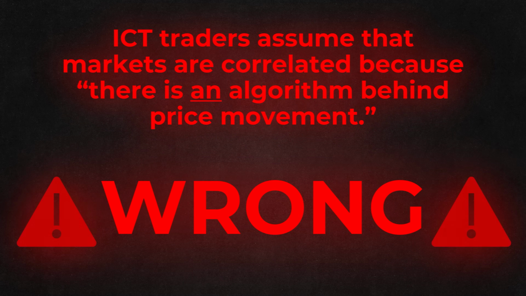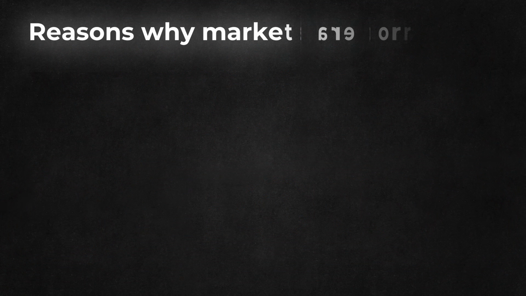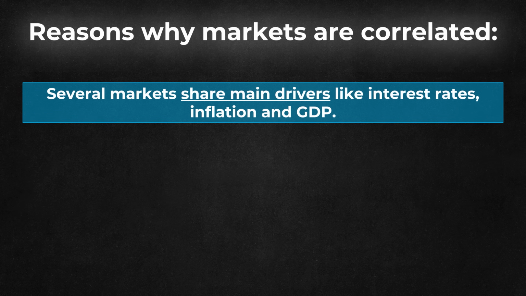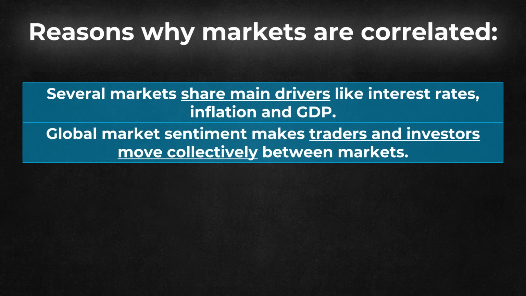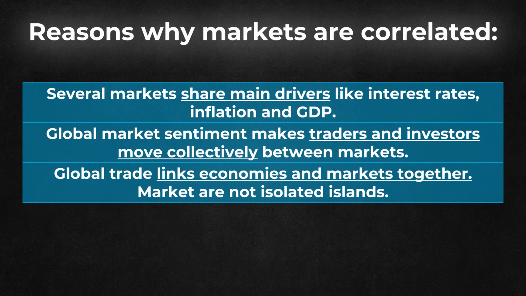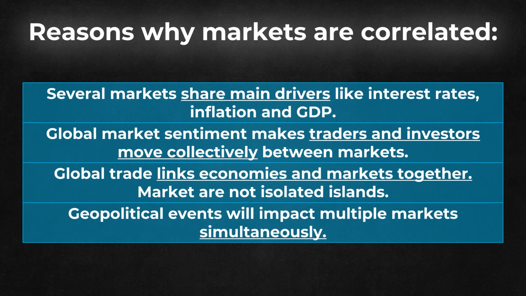This is wrong. There are several reasons why markets are correlated. Several markets share main drivers like interest rates, inflation, and GDP. Global market sentiment makes traders and investors move collectively between markets. Global trade links economies and markets together. Markets are not isolated islands. Geopolitical events will impact multiple markets simultaneously.